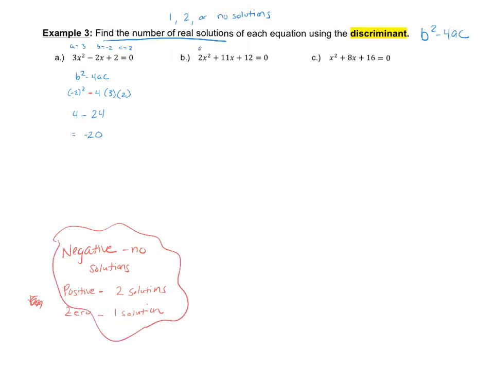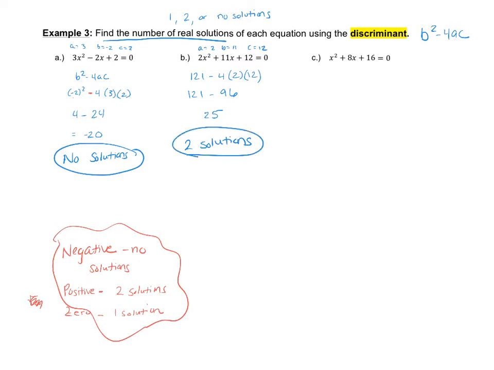And so my next problem, I start with a is 2, b is 11, c is 12. I'm going to use the discriminant to see how many solutions. So b squared, 11 squared, is 121, minus 4 times a, which is 2, times c, which is 12. 121 minus 4 times 2 is 8, times 12 is 96. And so 121 minus 96 is 25. That's a positive number, so I have two solutions. I never actually wrote my answer to the other one, where I had the negative number, so it's no solutions. That's the actual answer to the question, how many solutions it has.